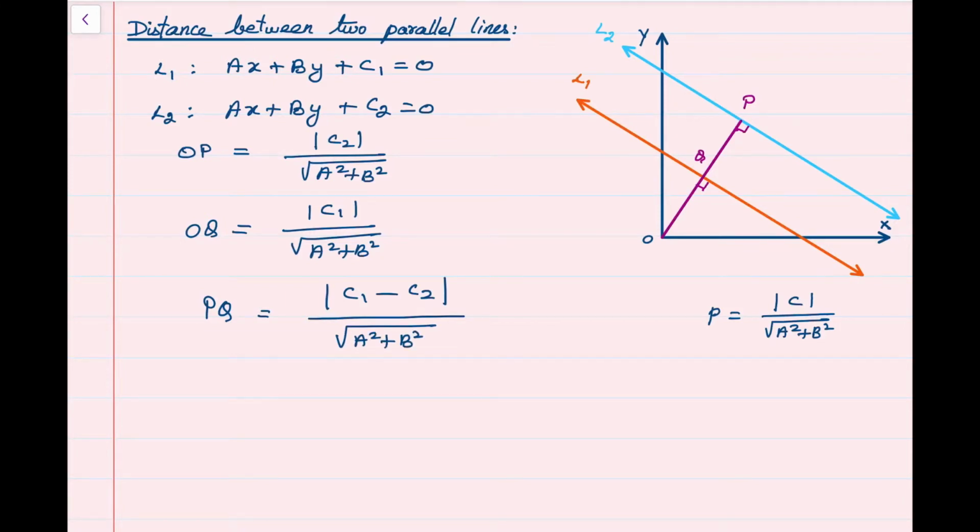We have absolute value sign in the numerator, so we may write C1 minus C2 or C2 minus C1, it does not matter. But before using the formula, make sure that the coefficients of A and B in these two parallel lines equations are same.